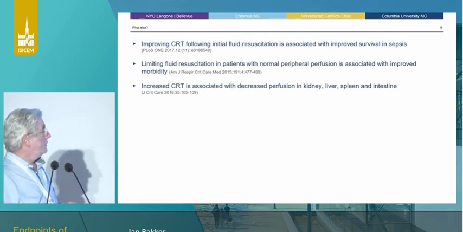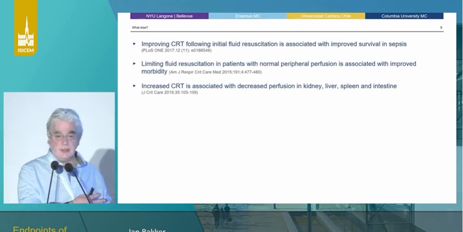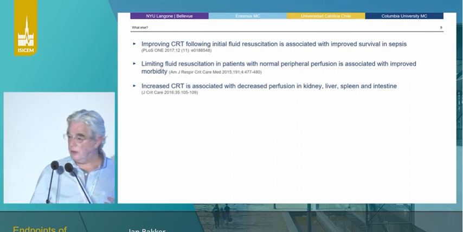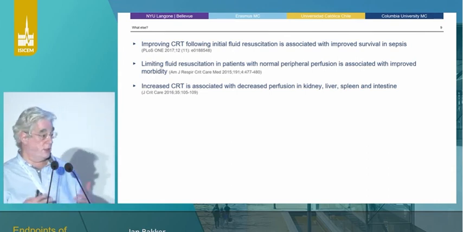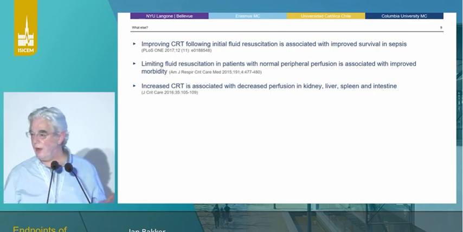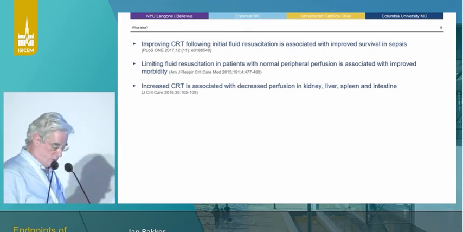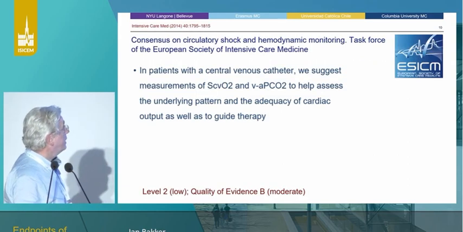And that indicates that this capillary refill time is indeed an indicator not only of skin hypoperfusion, but could also be a marker of vital organ perfusion. And then we understand why you die if you have abnormal capillary refill time. Because if all these organs are hypoperfused, that's probably not good for your chances of survival.